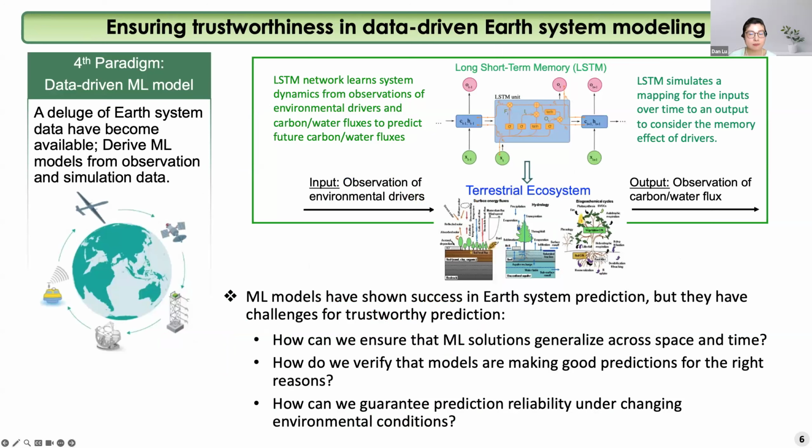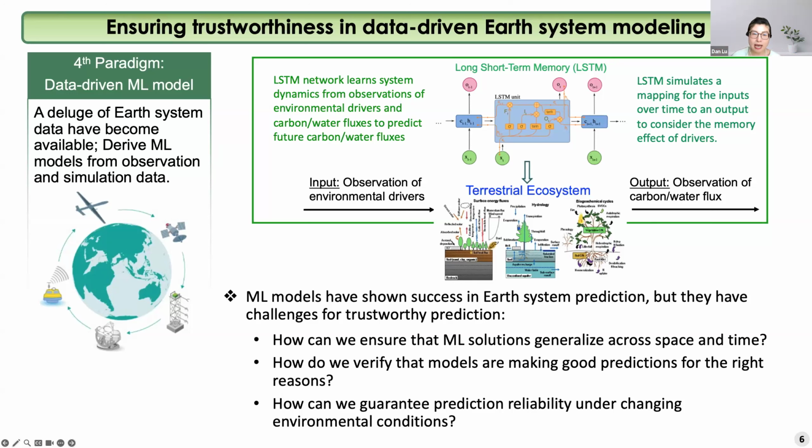And then with the advancements in satellite remote sensing and in-situ sensor networks, researchers are increasingly using data-driven machine learning models to simulate the Earth system dynamics. These models leverage extensive and diverse datasets, opening new possibilities for environmental prediction. So as we move into this paradigm, machine learning models, such as long short-term memory networks, are widely used to capture relationships between the environmental drivers and the responses, learning the system behaviors directly from the data.